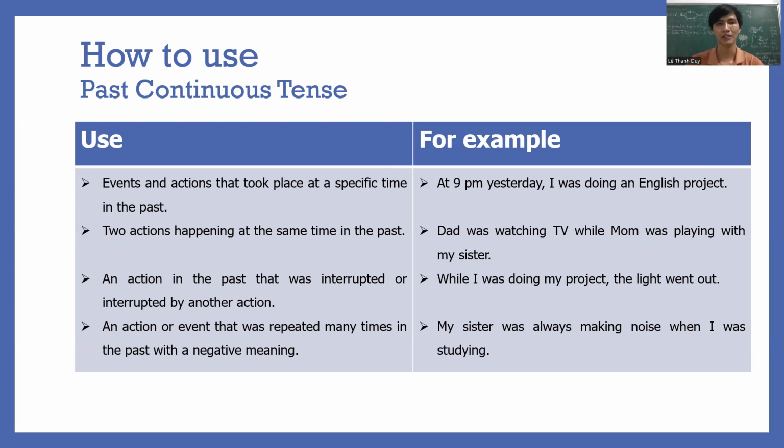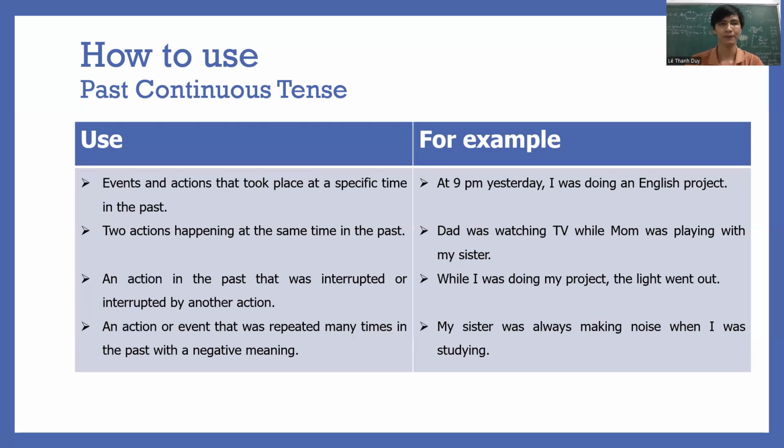Thirdly, the past continuous tense is used to describe an action in the past that was interrupted by another action. For example, while I was doing my project, the light went out.